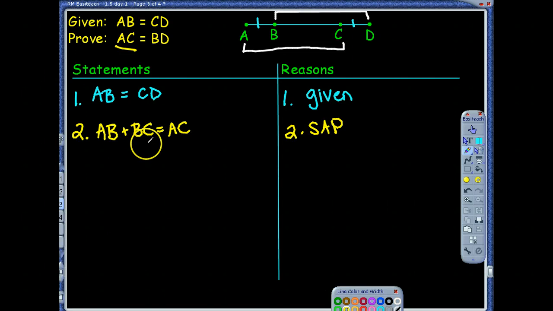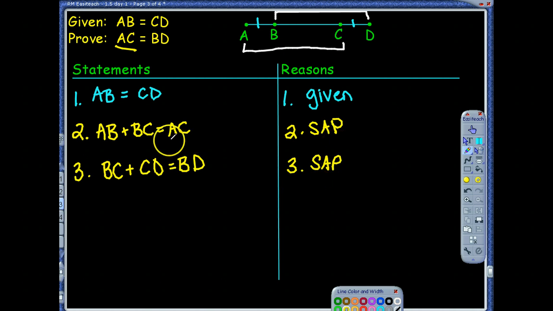Yep. All right, now, we've established AC, but we haven't established BD yet. So what do you know? Well, in my next step, I would go ahead and put the fact that BD is made up of BC plus CD is equal to BD. And that reason is SAP as well, right? Right. Now, when I look at this, I'm noticing that steps 2 and 3 have the same reason again. And we talked about this before. Could I combine those steps?